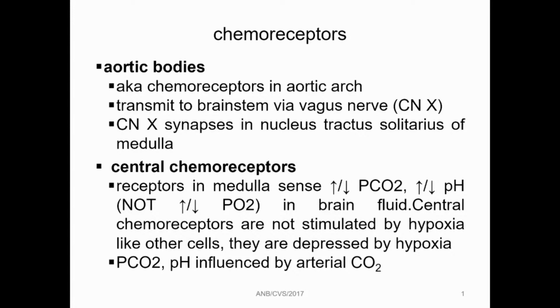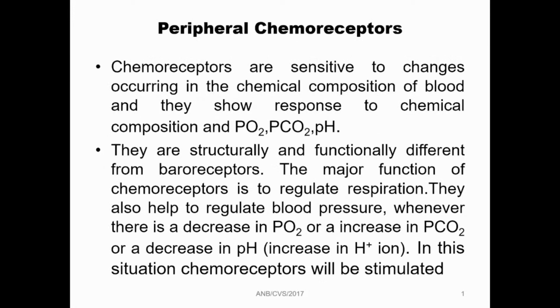Now you have studied how carbon dioxide is transported across the blood brain barrier. Regarding the peripheral chemoreceptors, these chemoreceptors are sensitive to changes occurring in the chemical composition of blood, and they respond mainly to the partial pressure of carbon dioxide and of oxygen, and to change in the pH. They are structurally and functionally different from baroreceptors. Remember, this is one important thing.